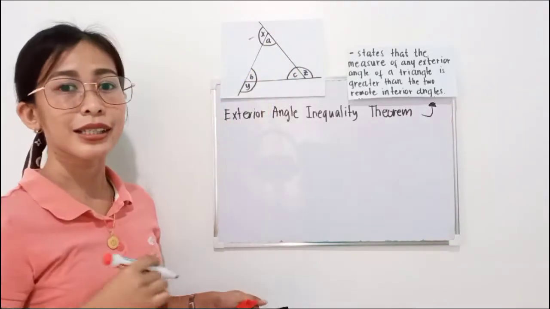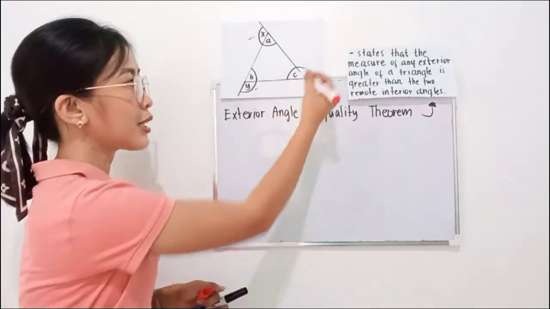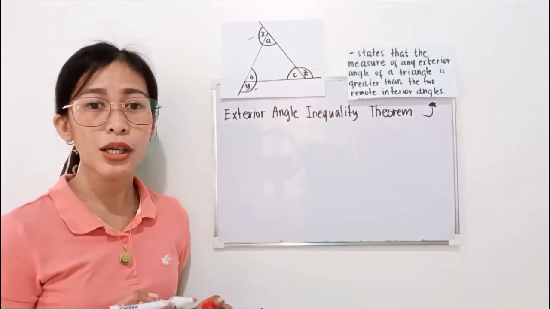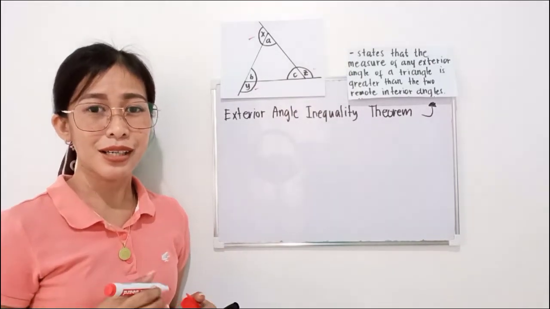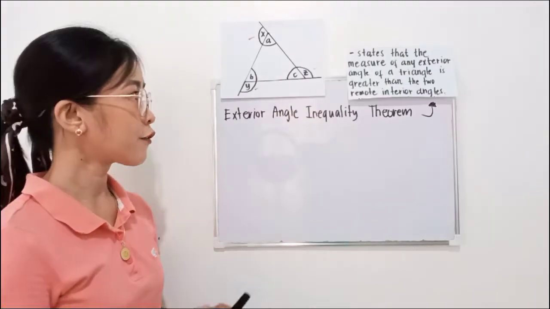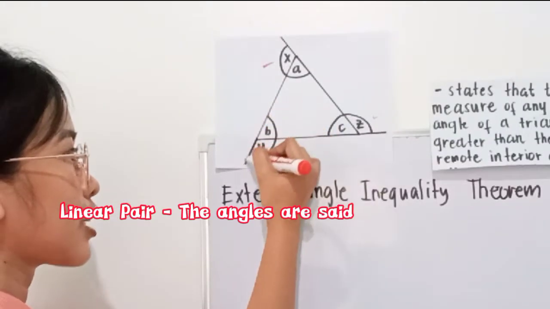Ayan. That is an exterior angle. Angle Y is also an exterior angle. And angle Z is also an exterior angle. So, doon nabubuo ang mga exterior angles na sinasabi. When we extended the side of a triangle, of course, magkakaroon siya ng linear pair. Ito yung sinasabi nating linear pair.